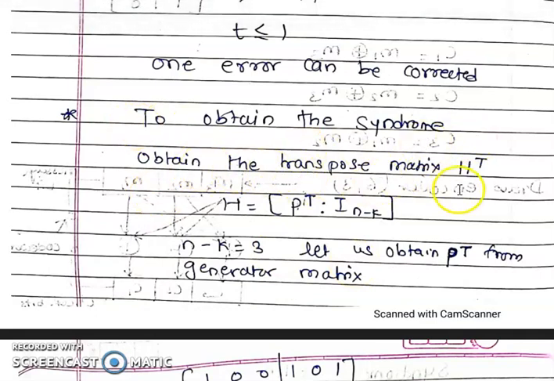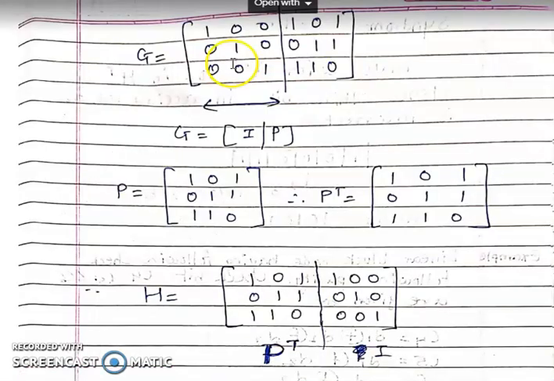Now to obtain the syndrome, we have the equation of the parity check matrix, which is denoted by H is equal to P transpose followed by the identity matrix of dimension n comma k. We have n comma k is nothing but equal to 3. So first obtain P transpose from the generator matrix. The generator matrix is given in the numerical. This is the generator matrix. The equation of the generator matrix is I comma P. But for the parity matrix, we require the transpose of P.